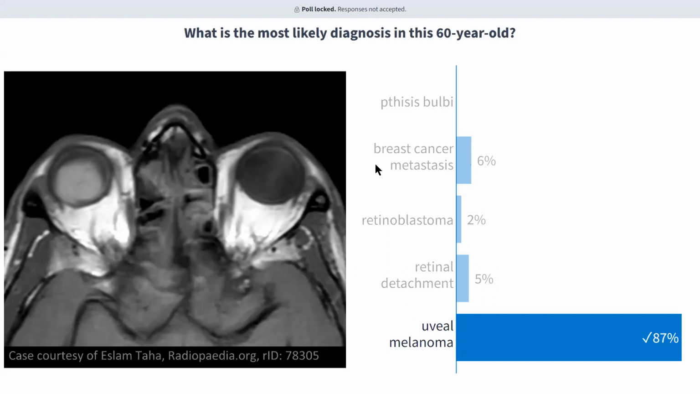It is possible to have metastases to the uvea, but it would not be intrinsically T1 hyperintense in breast cancer. And then retinal detachment has a different morphology than this. It should look like an uplifting of the layer in a biconvex shape, or a more crescentic shape, as opposed to this round blob that's sitting in the globe. Then retinoblastoma is incorrect because that would not occur in a 60-year-old. That is a diagnosis in infancy.